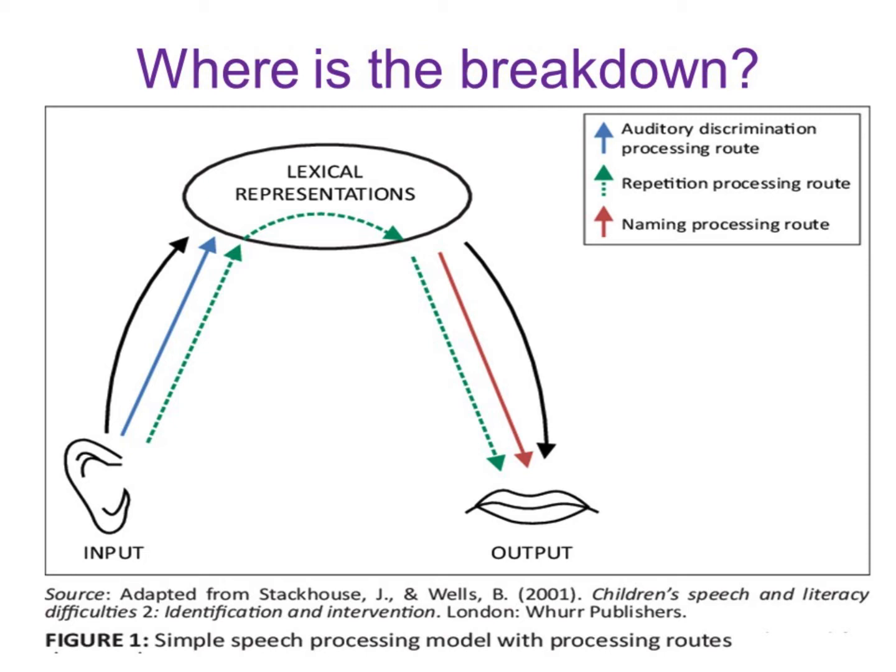A child may have difficulty at the level of lexical representation. So this is where information is stored about the meaning of a word and how it's produced. For example, the number of syllables, where the stress is, and what sounds the word comprises. A difficulty at this level may mean a child has difficulty with reading and spelling.